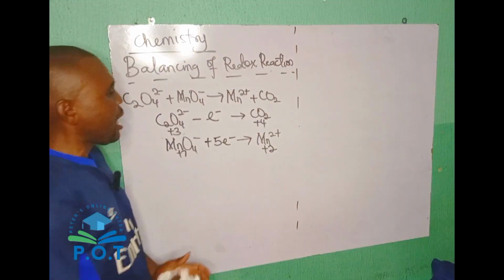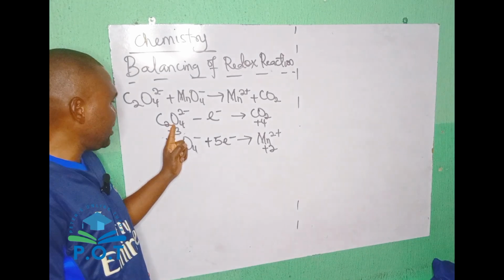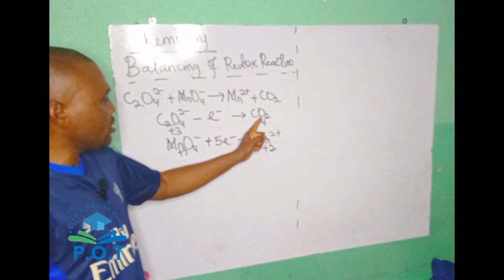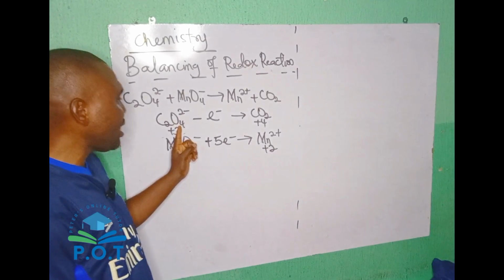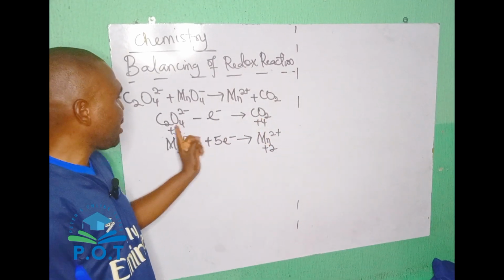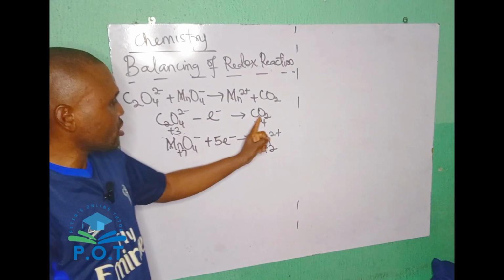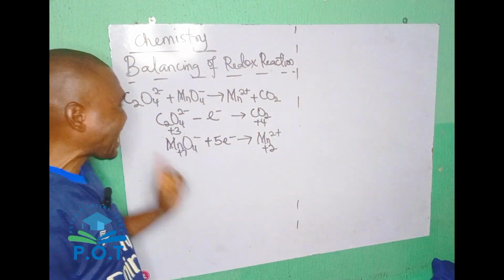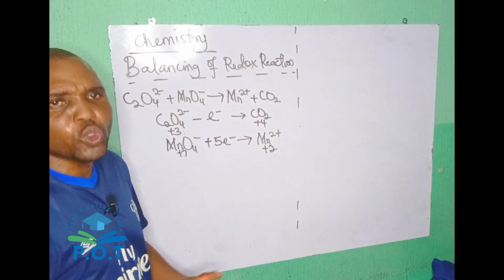All right? If we check the value of oxygen on this side and the value of oxygen on this side, they are not the same. So it shows that oxygen is not balanced here. It's not balanced on both sides. This is 4, oxygen here is 4, oxygen here is 2, so it's not balanced. Carbon is 2 here, carbon is 1 here. It's not balanced. So what do I do?